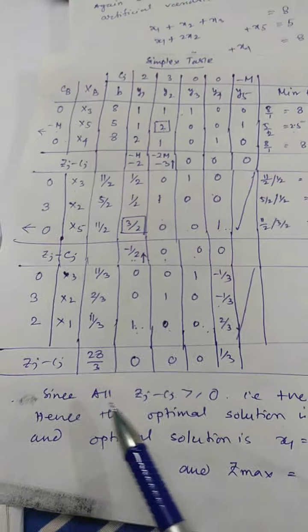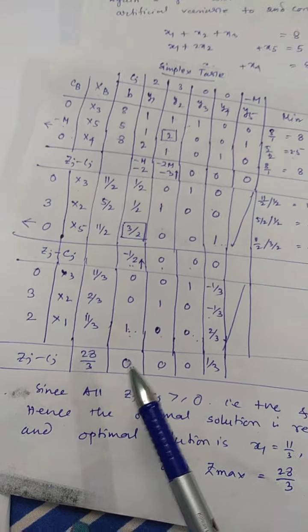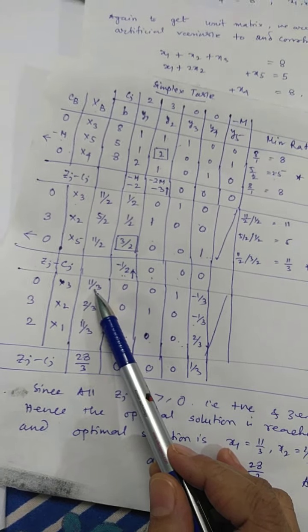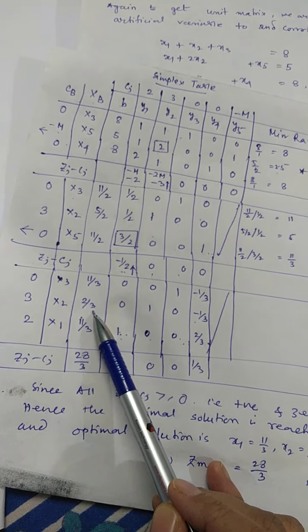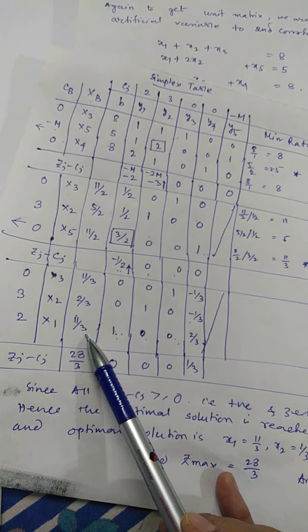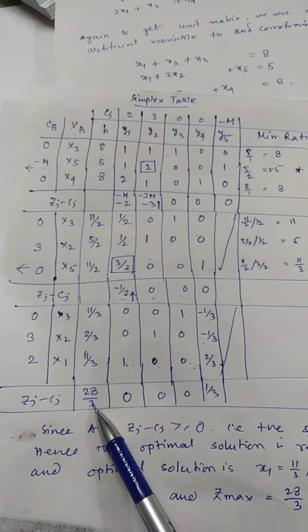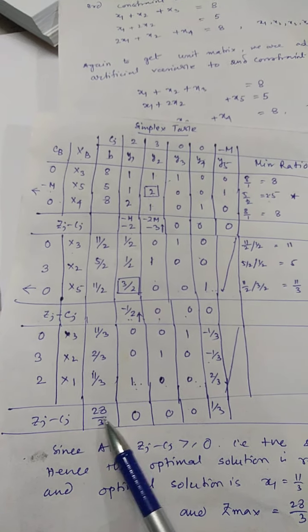So now all Zj minus Cj are greater than or equal to 0. Next we calculate this value. How to calculate? 0 into 11 by 3, 0, plus 3 into 2 by 3, so 2, and 2 into 11 by 3 is 22 by 3, so 2 plus 22 by 3 is 28 by 3. So this is my Z max value.